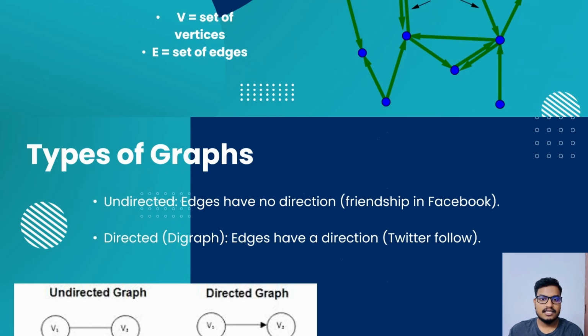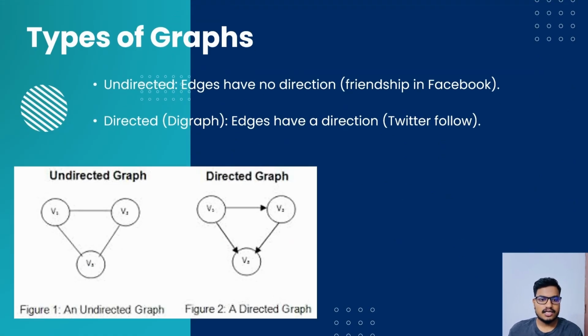Next, types of graphs. Now, graphs can come in different types. First, undirected graph. Here, the edges have no direction. If there's an edge between vertex A and vertex B, you can move from A to B and from B to A equally. Think of Facebook friendship. If I'm your friend, you are my friend too.